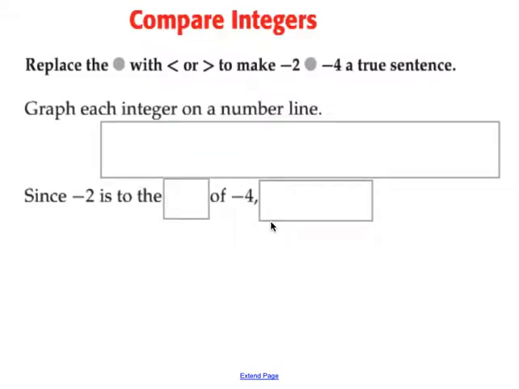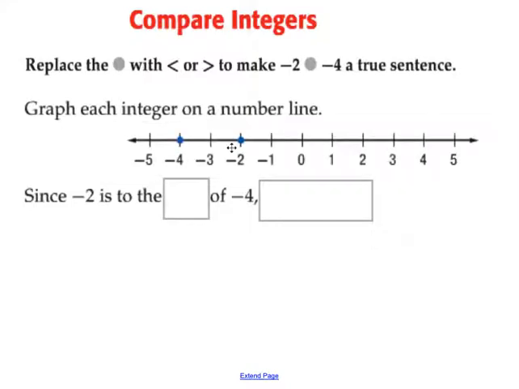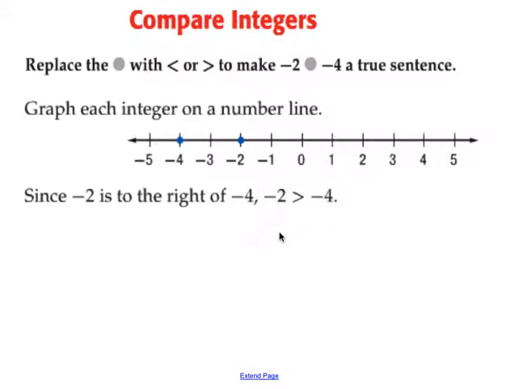If we're going to compare integers, here's an example where we want to replace the little gray dot with either less than or greater than to make a true sentence, and it says -2 is either greater than or less than -4. So one of the ways we can figure that out is to plot both of those points on a number line. If you plot the coordinates -4 and -2 on a number line, since -4 is on the left and -2 is on the right, then we can say that -2 is greater than -4. We could also write an equivalent statement that says -4 is less than -2. That also would say the same thing in a different way.